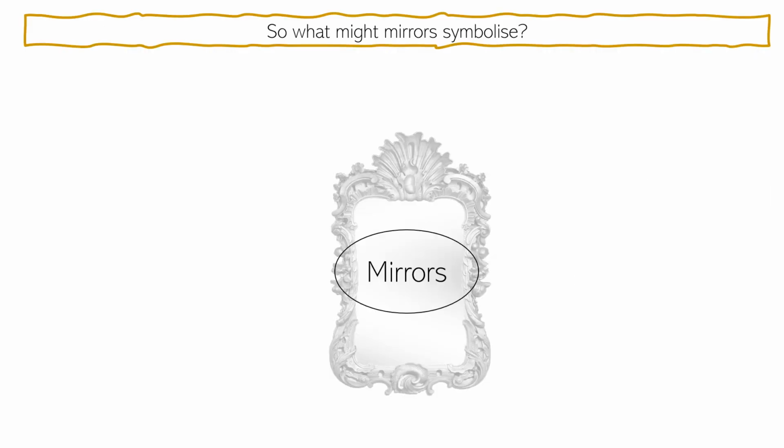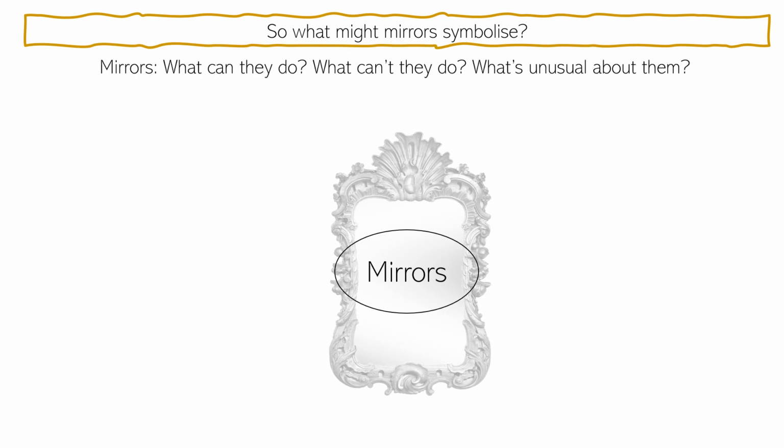Right, so now we need to look at mirrors. Now we know what symbols are, we want to look at mirrors. What might mirrors symbolise? I'm going to bring up some questions for you, okay? What can they do? What can't they do? And what's unusual about them?